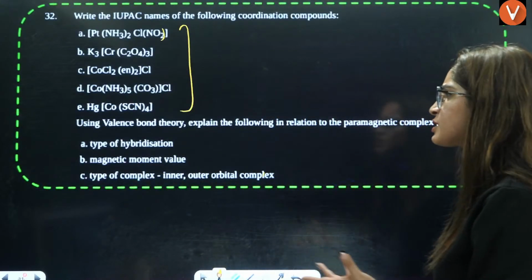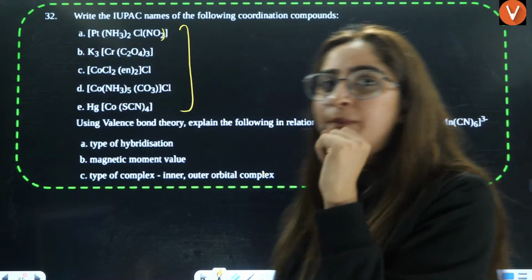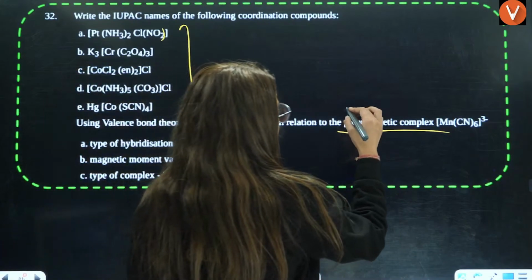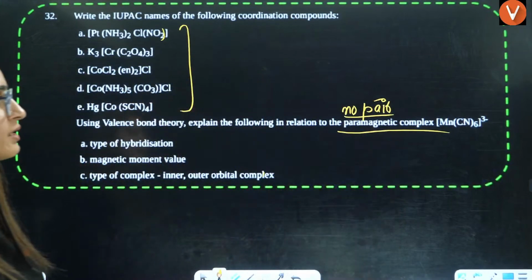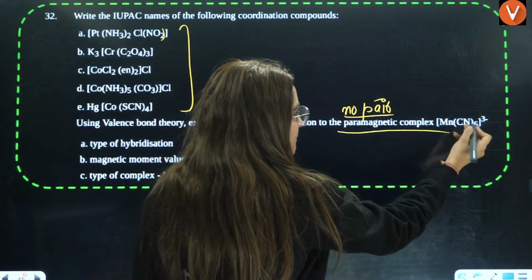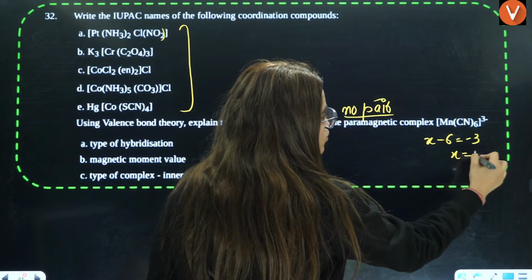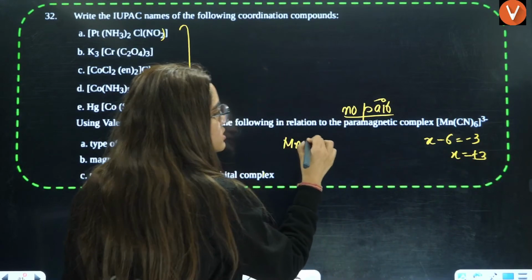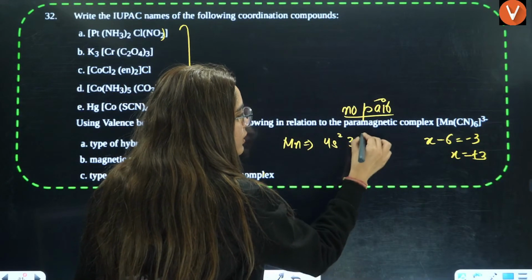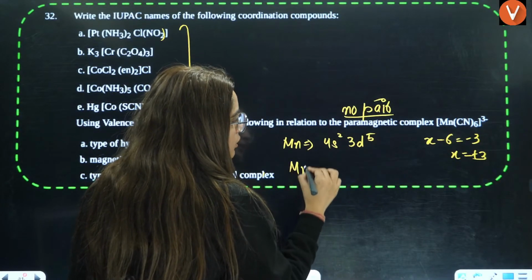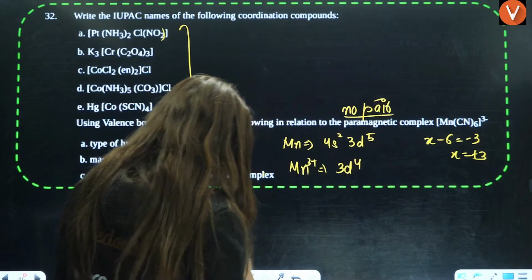Next is valence bond theory. Explain the following in relation to the paramagnetic complex. Beta, paramagnetic complex means there is no pairing. Okay, no pairing. Firstly, Mn(CN)6, this is going to be x minus 6 equals minus 3, x is equal to plus 3. Mn, we know it is 25. So it is 4s2, 3d5. You take out 3 electrons, it will be 3d4. Okay, there will be no pairing they are saying.